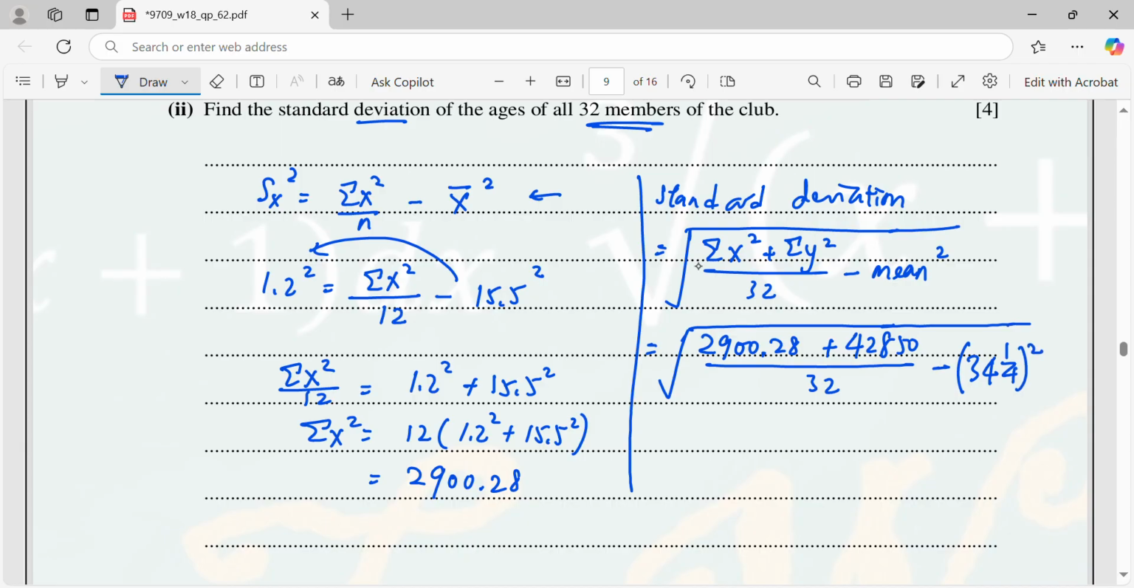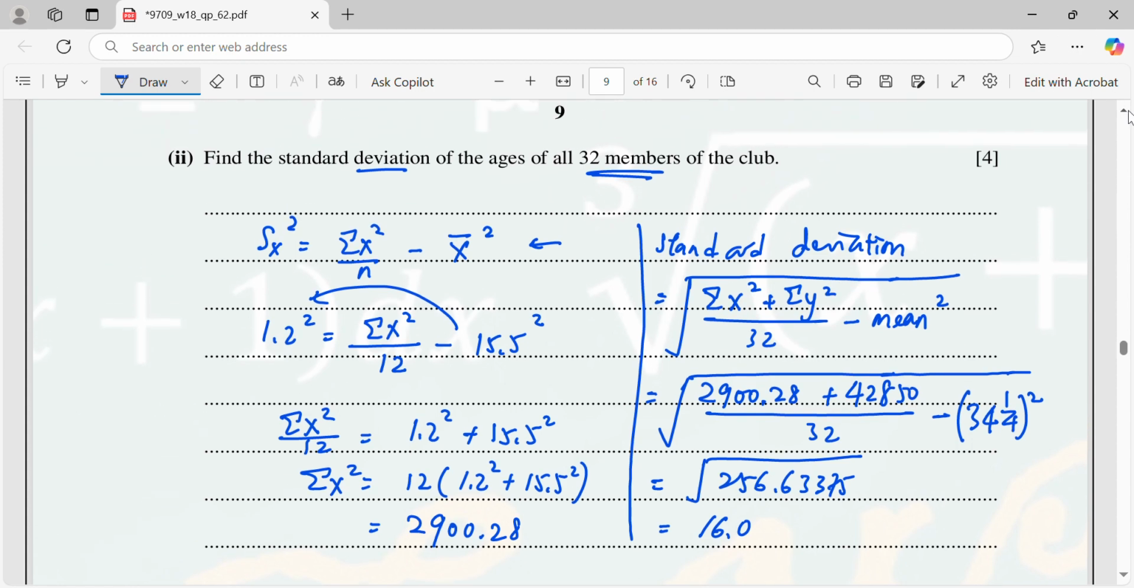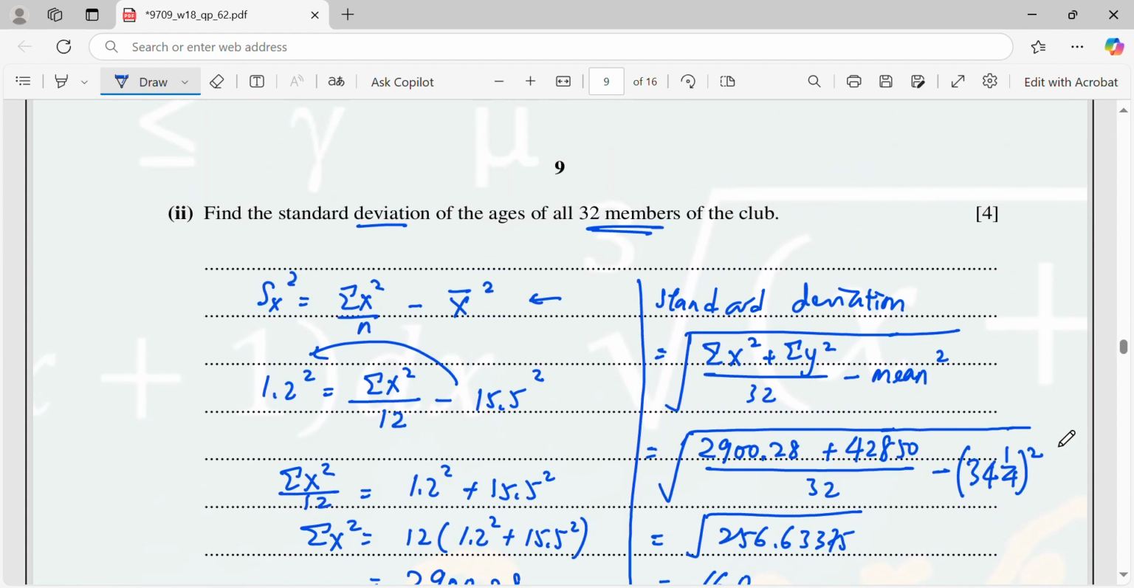Then from here, you will be getting the square root of 256.63375, and at last it will be 16.0, correct to 3 significant figures. So this is your part 2 of the question.